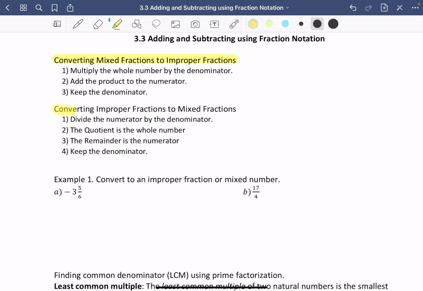The next one is converting from improper to mixed fractions. So you're going to do a division. You're going to divide the numerator by the denominator, and then the quotient is the whole number, and the remainder is the numerator. And then the denominator stays the same, so you keep the denominator.